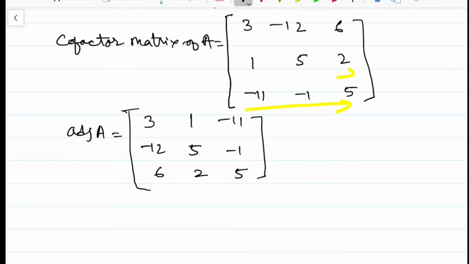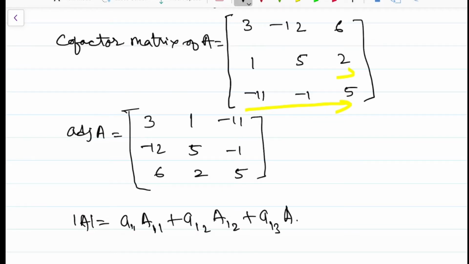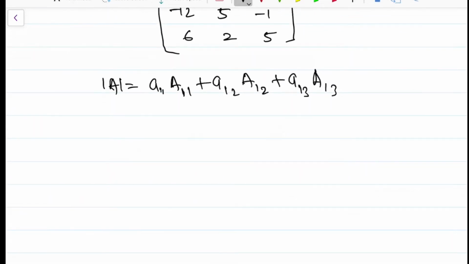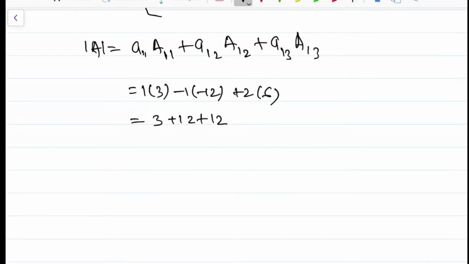Now in case we have to find the inverse of this, for that you have to find the determinant of A. The determinant of A is equal to a11 into A11, plus a12 into A12, plus a13 into A13. So it will be equal to 1 into 3, -1 into -12, 2 into 6. 3 plus 12 plus 12 equals 27. The determinant of A is equal to 27. So it means that A is not a singular matrix, so the inverse can be found.